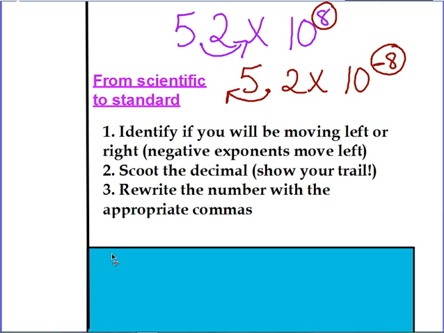Please, if your number is large, you want to have the commas. That's going to help the reader be able to read that number better. Okay, let's do some examples. Please pause if you need to get these steps written down.